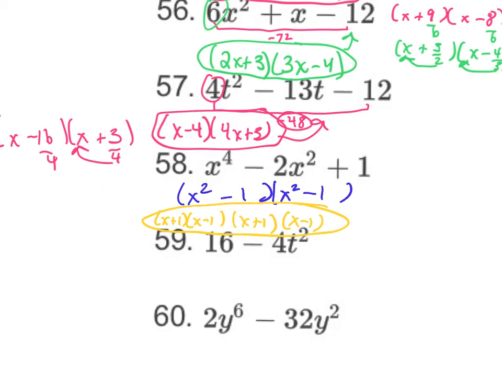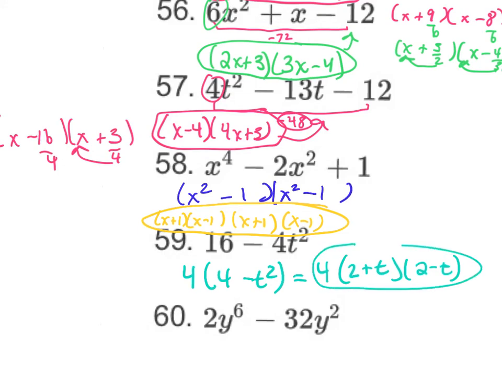Okay, so now we look at 59 and we say, all right, is there a GCF? Can I take a GCF out of 16 and 4? And you can. I'm going to take a 4 out. So I have 4 out in front, and I'm left with 4 minus t squared. Now we say, all right, I have a binomial. Is this the difference of perfect squares? And yes, it is. So I have 4 times 2 plus t and 2 minus t. There's our difference of perfect squares.